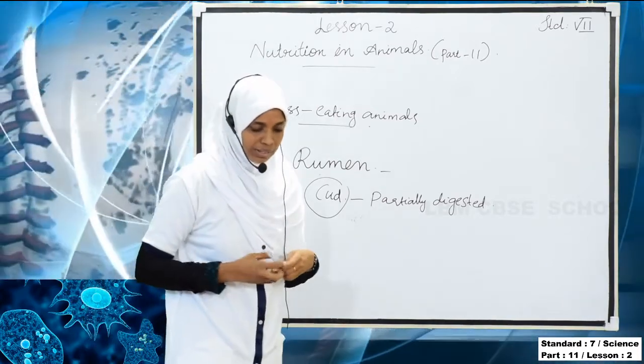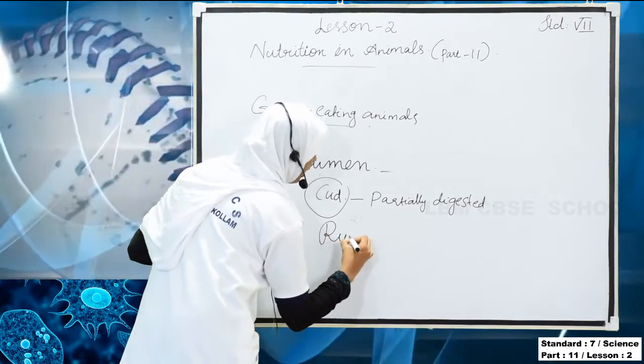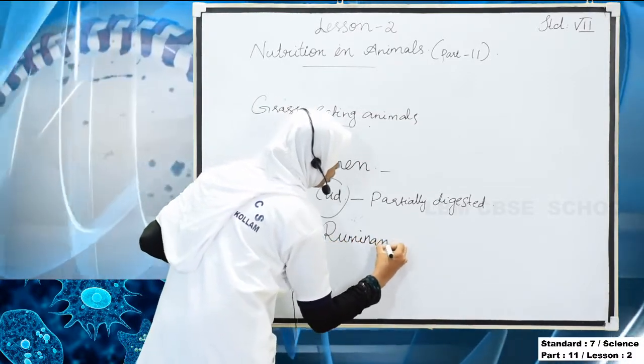Again and again it does this. And these types of animals are called what? Ruminants. Okay, hope you have understood what ruminants are.